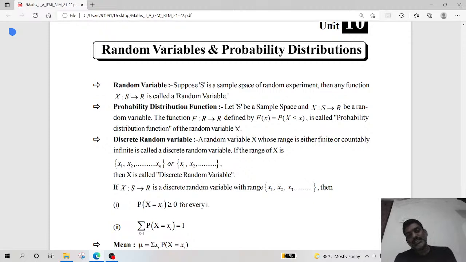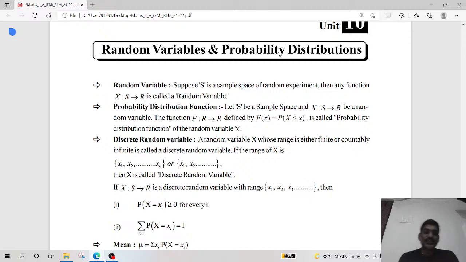Suppose S is a sample space of a random experiment, then any function X from S to R is called a random variable. What they are saying, a random variable: X from S to R is called a random variable.